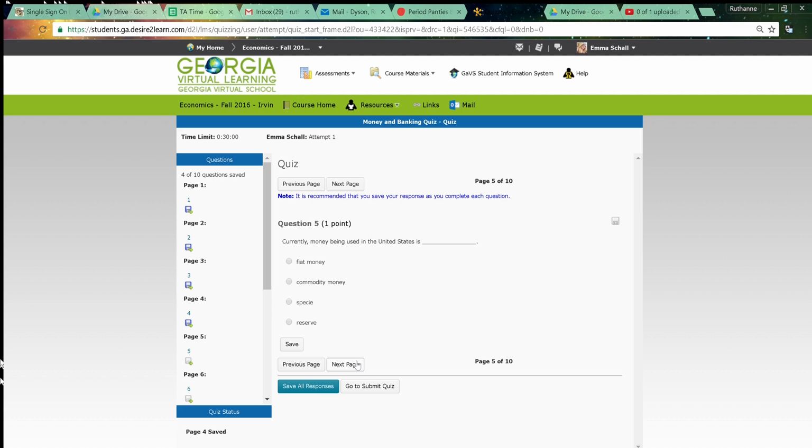Number 5, currently money is being used in the United States, and so they're asking what it's considered. Fiat money, commodity money, specie, or reserve. Okay, you typically don't see fiat money, so it's not fiat money. Commodity money has to do with money that is backed by some sort of good. And reserve, I don't know, that doesn't really have anything to do with this. But the correct answer is specie, because that is when you use some sort of paper money that represents value.